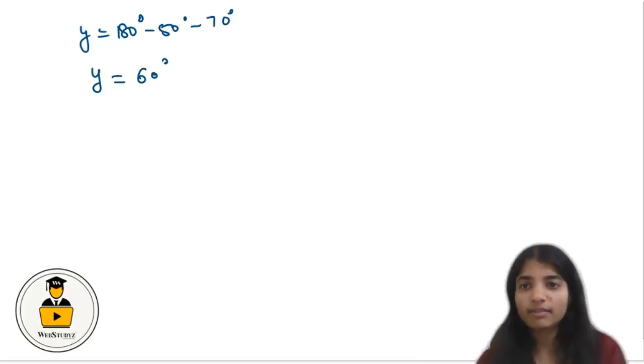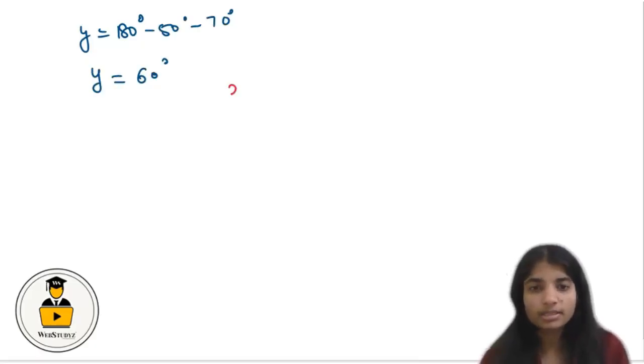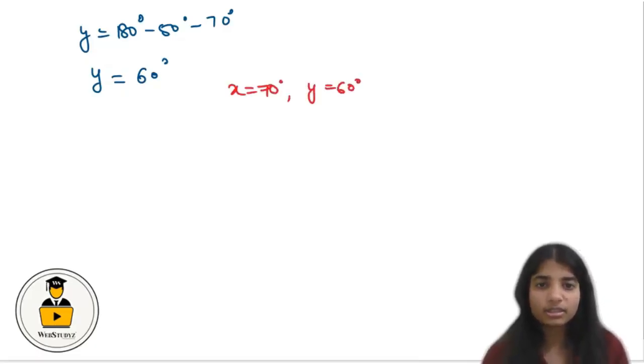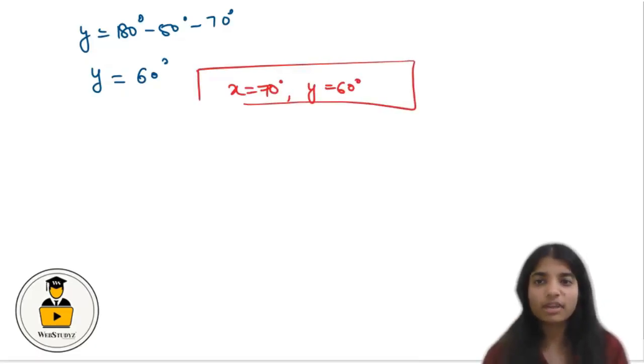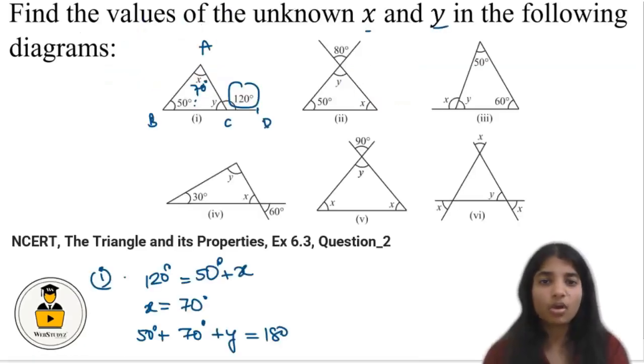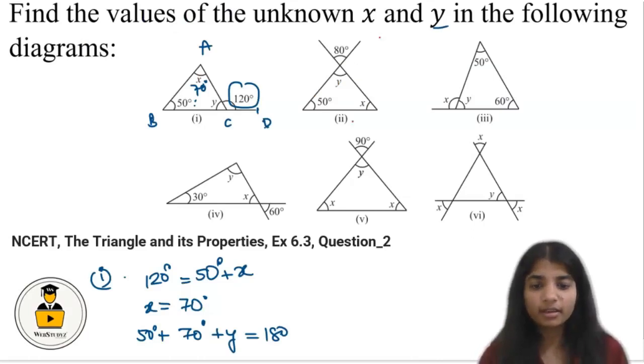So we can say that the value of x is equal to 70 degrees and that of y is equal to 60 degrees. So this is the answer to part 1 of this question, and we are going to use the same method in order to find the value of all the angles here. We are going to name the angles here. Let's say this is A, let's say this is B, this is C, let's say this is P, and let's say this is Q.